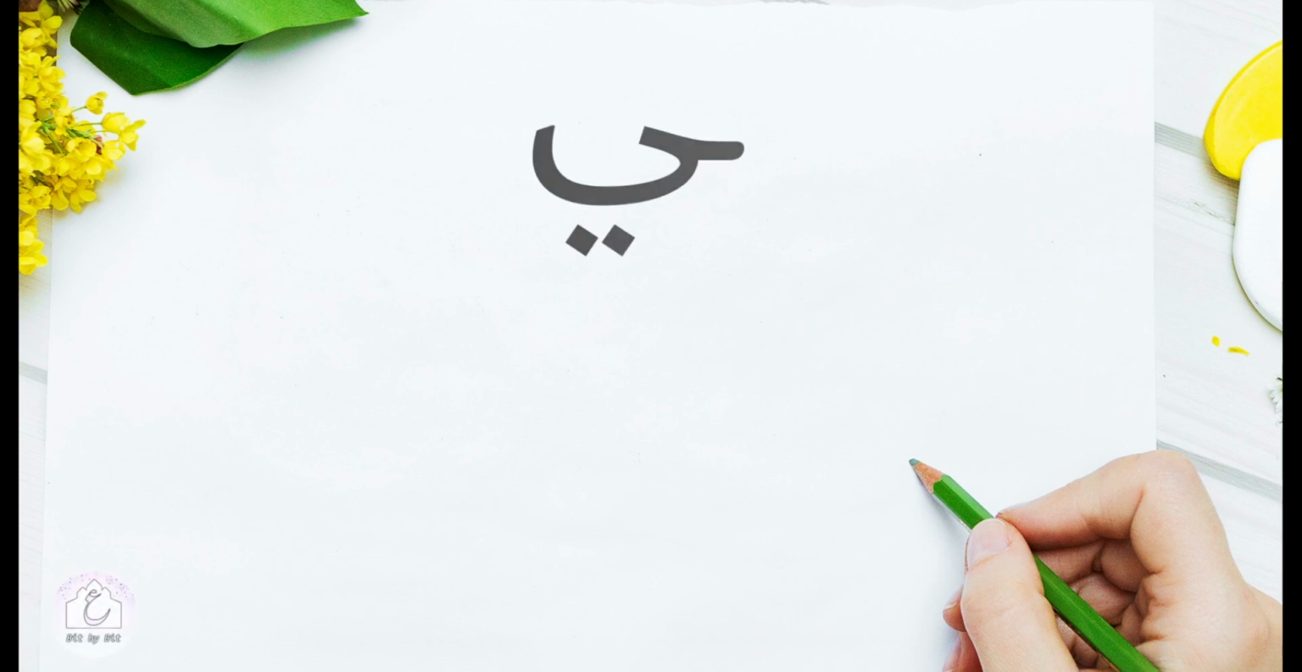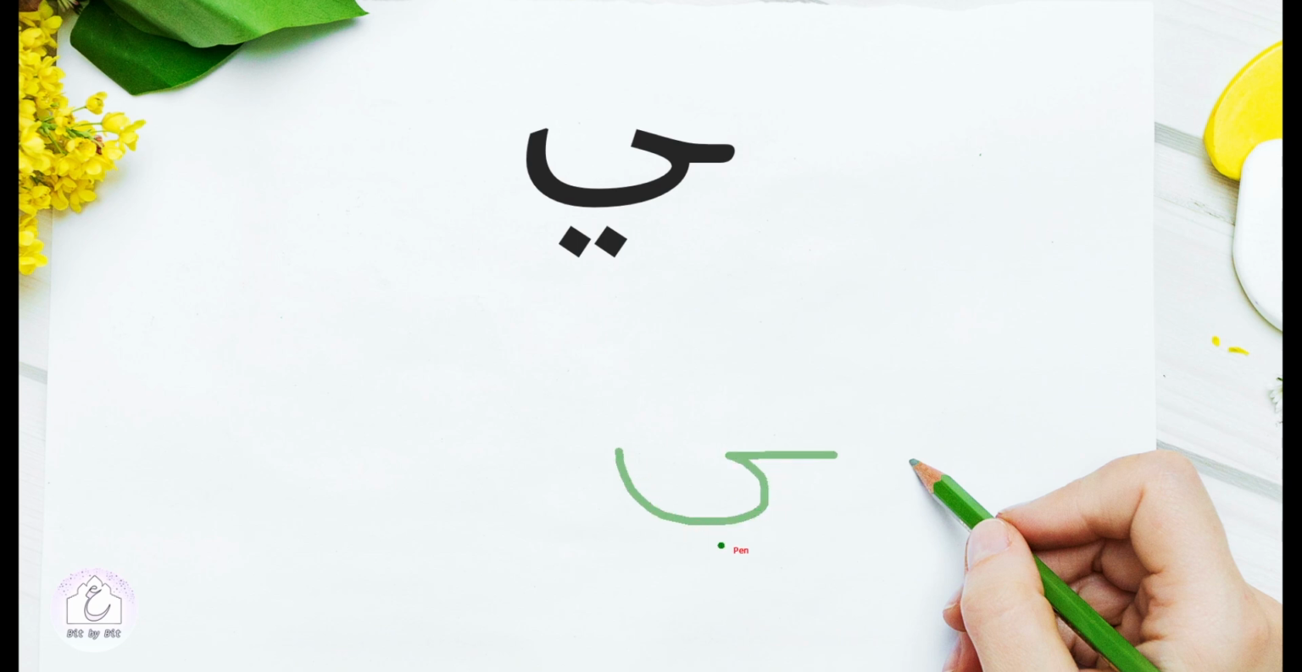In the final position, Ya is almost the same as the isolated form. It only loses the small curved line to have a connecting segment coming from the previous letter. Start from the connecting segment, then add the big curved line and the dots. A connecting segment, then the big curved line and the dots.